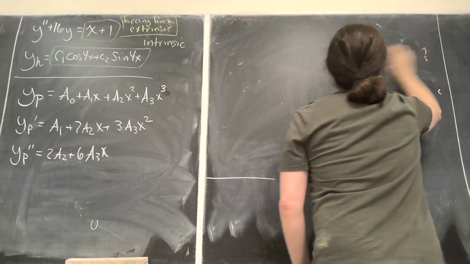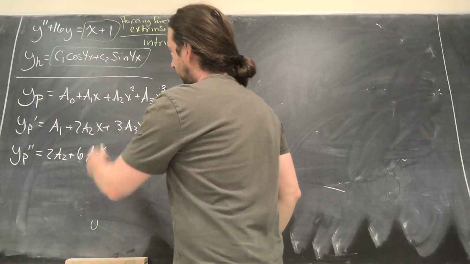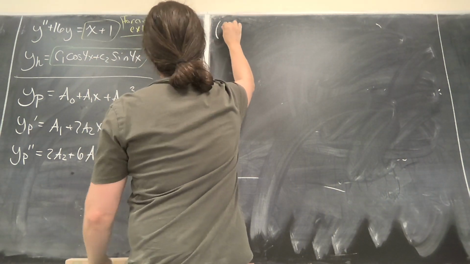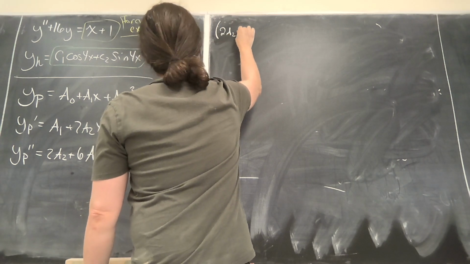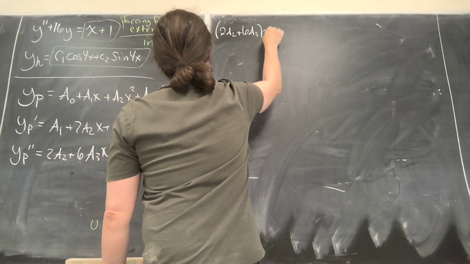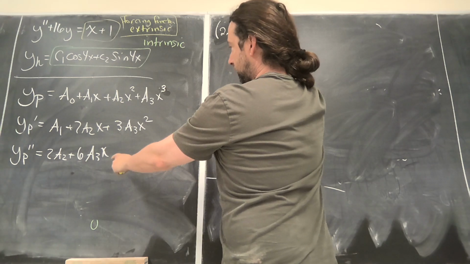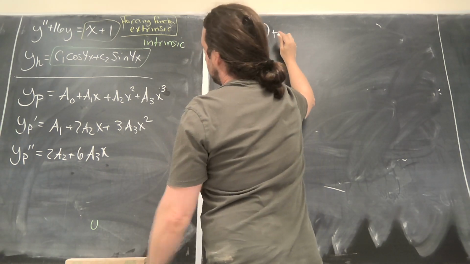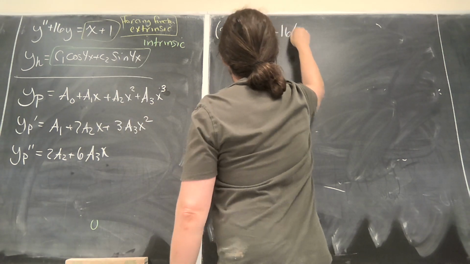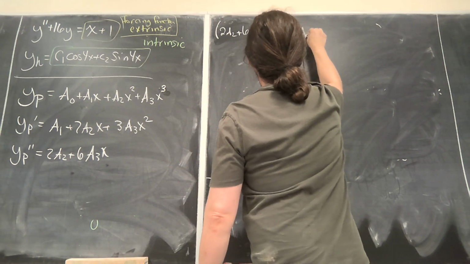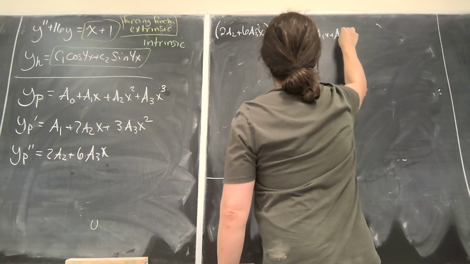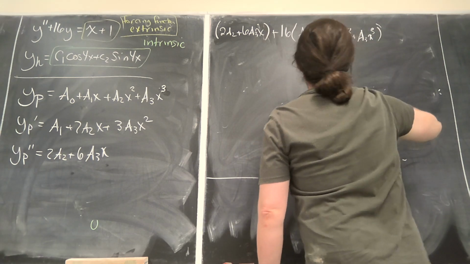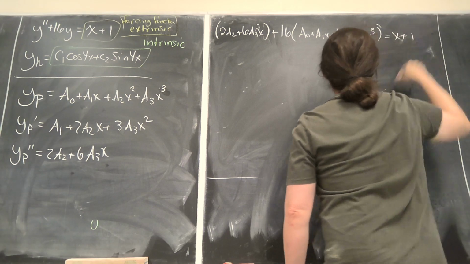All right. So if I take that information and I put it in the differential equation, I get, okay, so y double prime, that was 2a2 plus 6a3x. That was y double prime. Oh, no, 6a3x like this. Plus 16 times y, which, oh gosh, a naught plus a1x plus a2x squared plus a3x to the third. And that's all supposed to be equal to x plus 1.